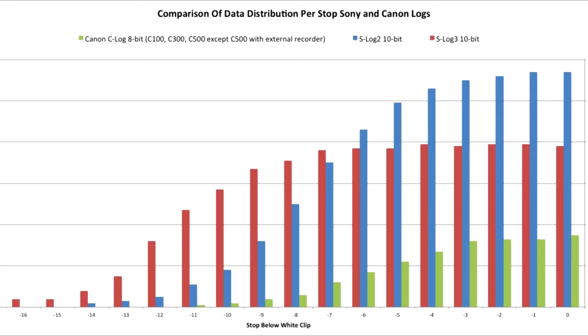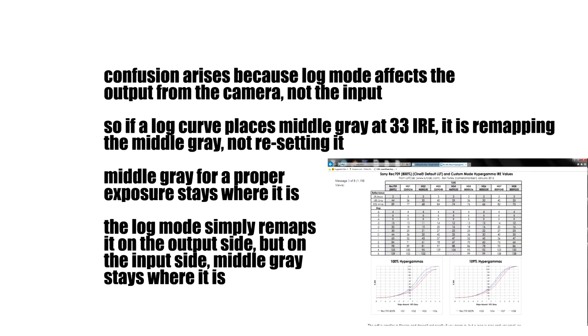So which S-log would you choose? If you're wanting to emphasize shadows, then you'd want to get S-log3. But mind you, that's a conversion that's happening on the output level, not at the input level. The confusion arises because log mode affects the output from the camera, not the input. And so people start forgetting about the fundamentals of aperture, ISO, and shutter speed.